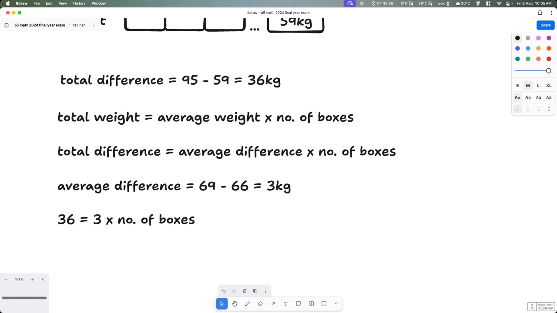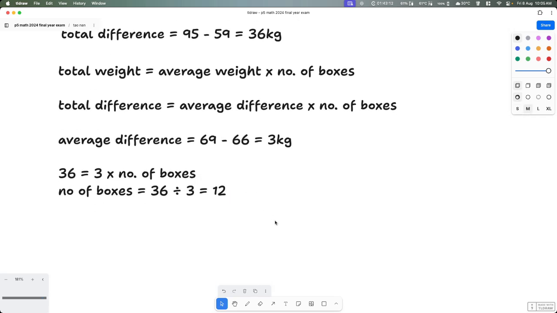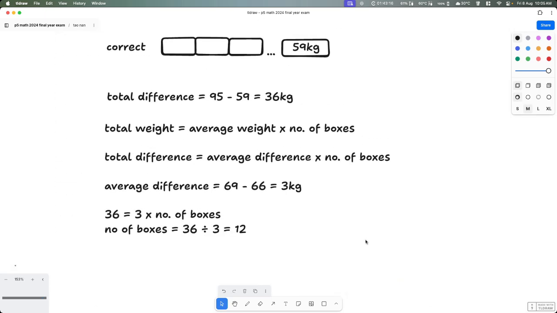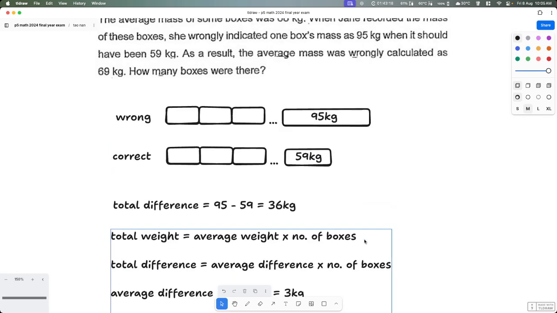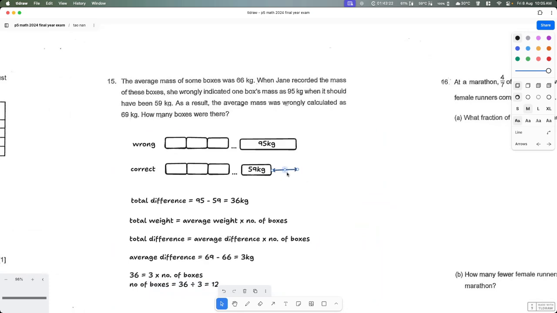From here, we can get the number of boxes. This is equal to 36 divided by 3, which gives us 12. So we have 12 boxes in this case. That's about it. Okay, let's move on to the next question. Question number 16 over here. I'm going to put here 36 kg.